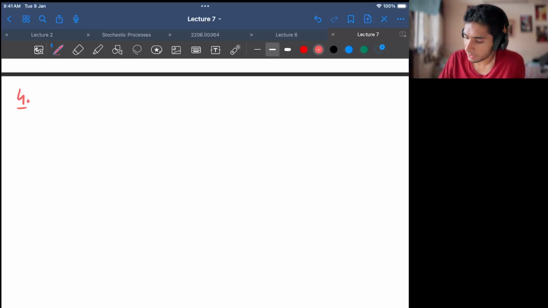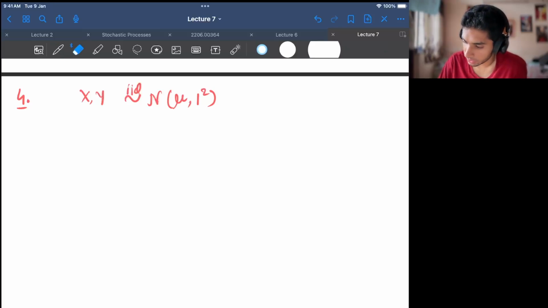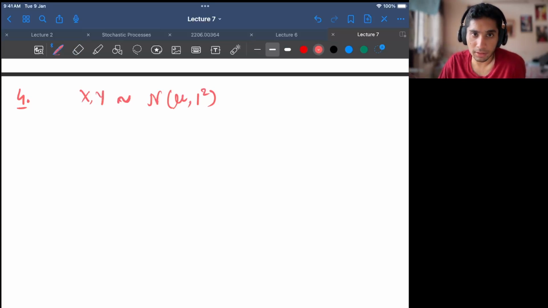Okay, so what we are told is there are two random variables x and y, and they are IID, according to a Gaussian distribution with mean mu and variance 1. Okay, this is given to us. It is also, okay, so they are not IID. Both of them have the same distribution. They have the same marginal distribution.